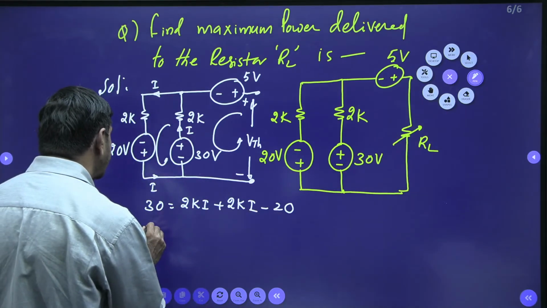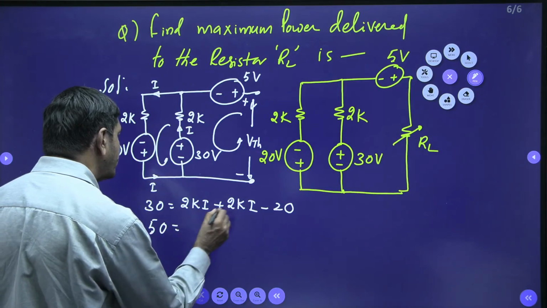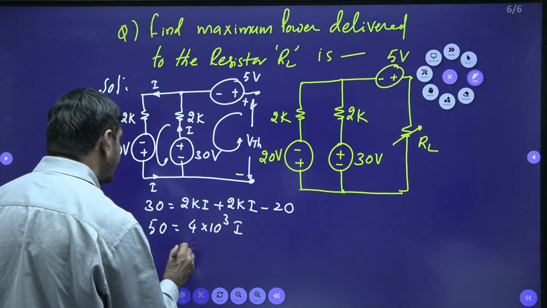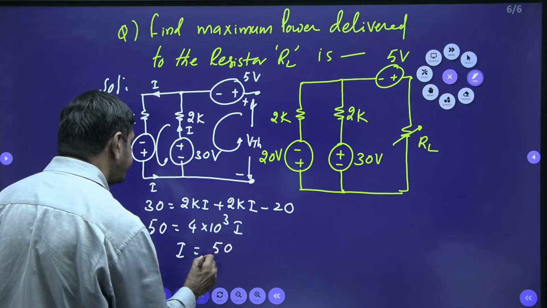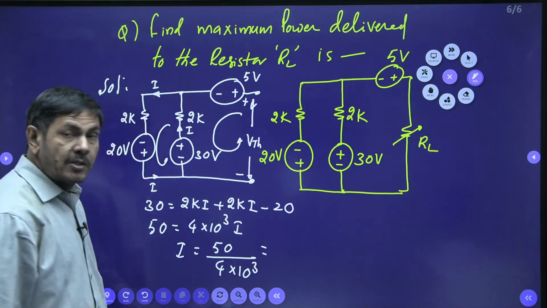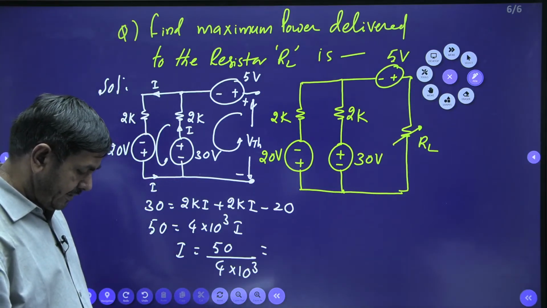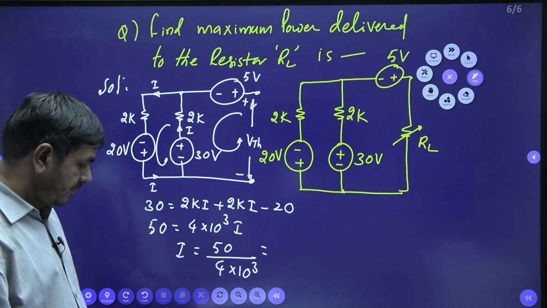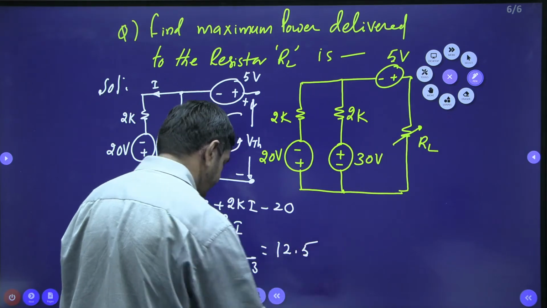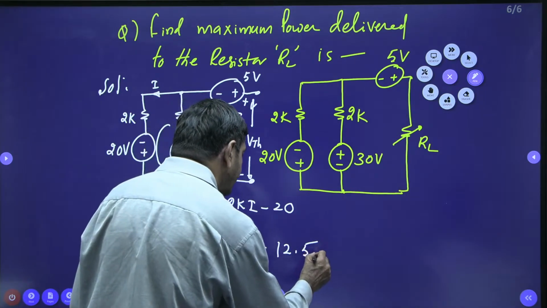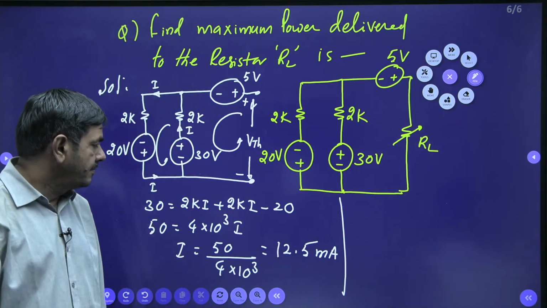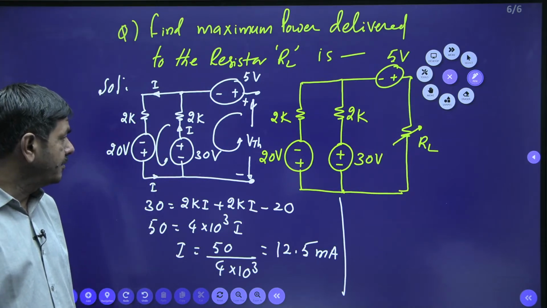If 20 is brought to this side, it becomes 50. This side, 2 plus 2, 4K. K is nothing but 10 power 3, into I. Finally, I equals 50 by 4 into 10 power 3. If you use the calculator, you will get I equal to 12.5 milliamperes of current.